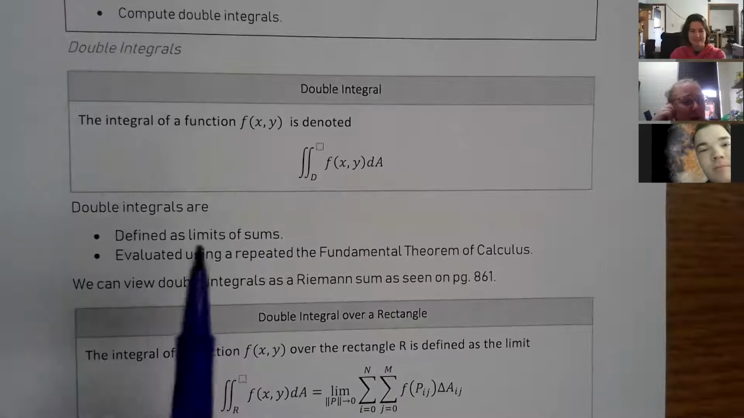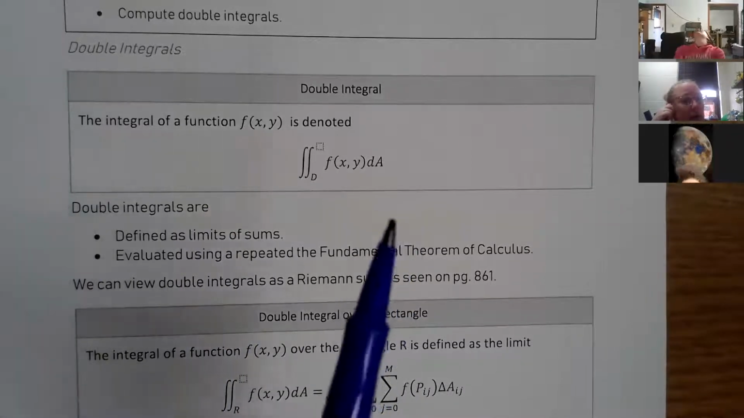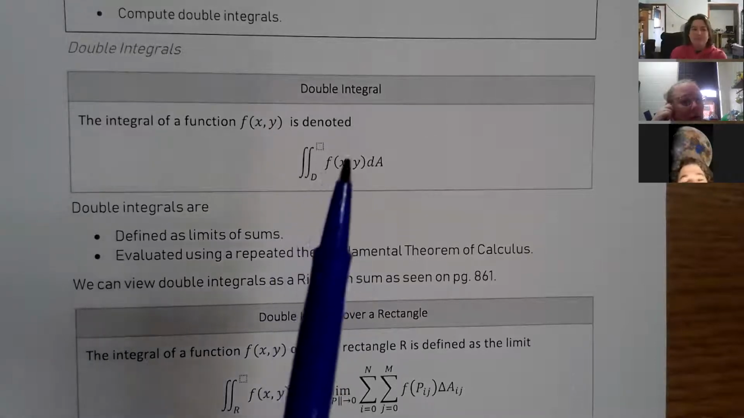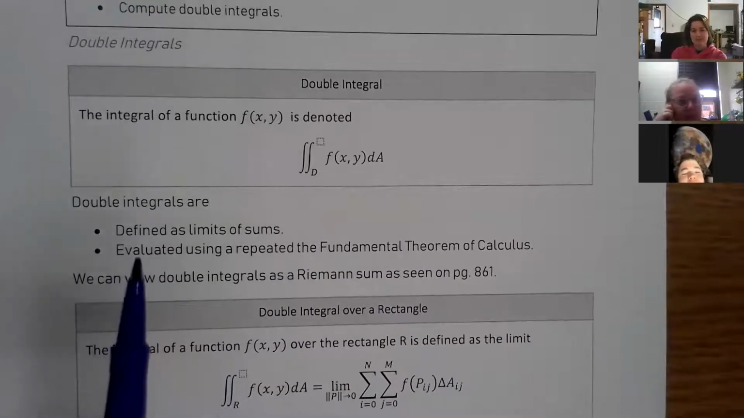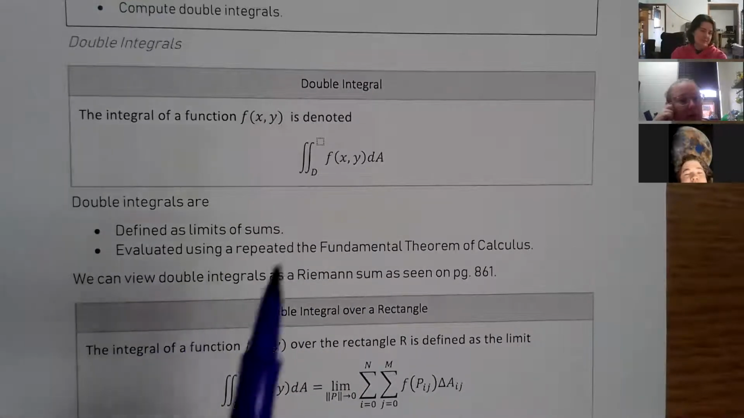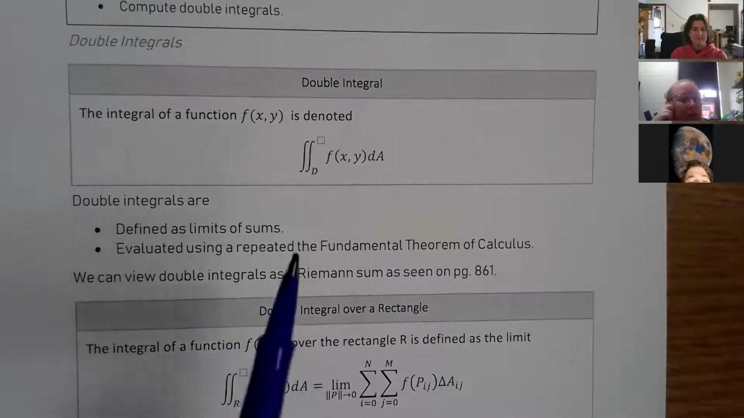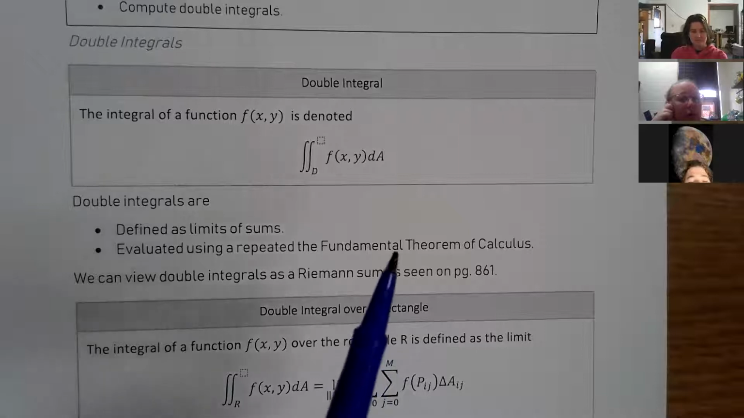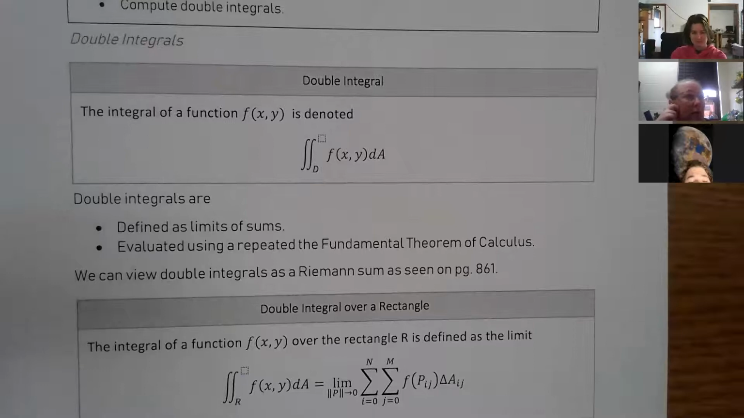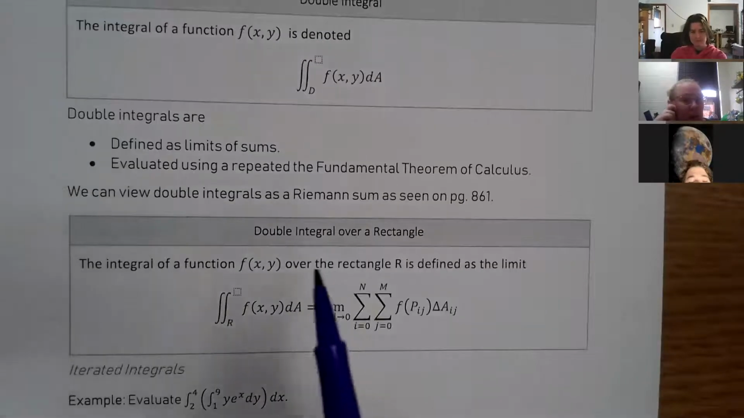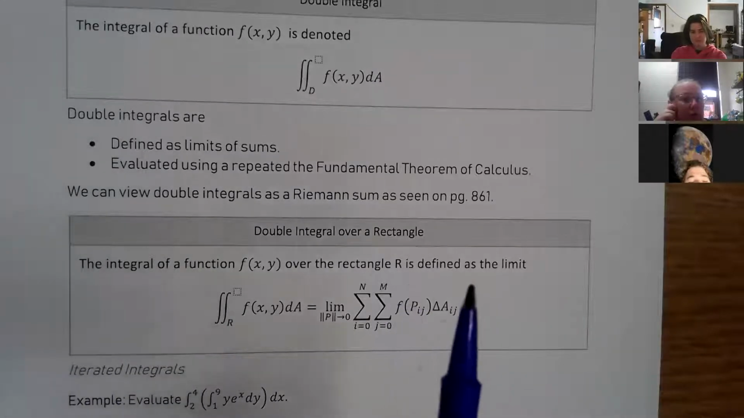We'll have a lot of the similar stuff that we talked about in Cal 1. So here we have an integral of a function over a domain. Double integrals are limits of sums. We also use what is considered the repeated use of the fundamental theorem of calculus part 1. So that's where we would have the definite integrals.